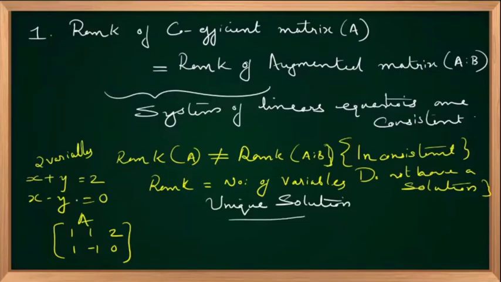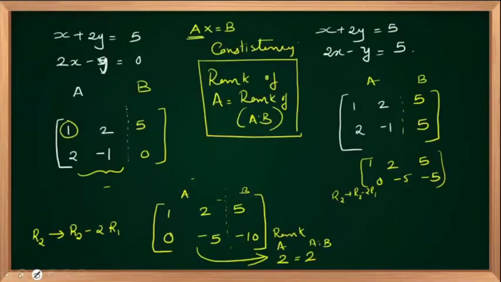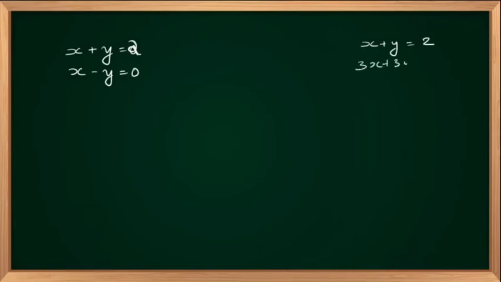And what does that mean pictorially? We'll see what that means pictorially. I'll take two different examples and show you what it means. Suppose I take the first example, which is x plus y equal to 2 and x minus y equal to 0. That is the first set of equations. And the second set of equations I am taking is x plus y equal to 2 and 3x plus 3y equal to 6.